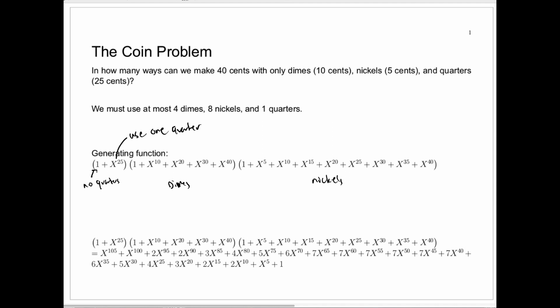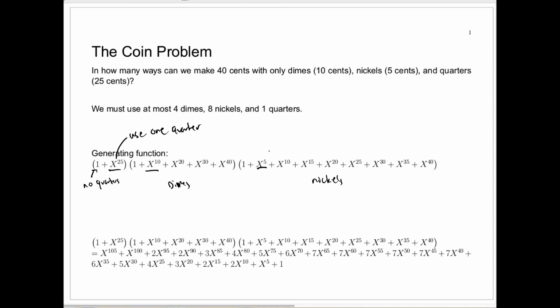What will happen when we just use the rules of algebra to expand this product of the 3 polynomials? Well, every term in the expansion will correspond to a choice of one of the terms from this first factor times one of the terms from the second factor times one of the terms from the third factor. And as I already said, the term from the first factor will represent either no quarters or 1 quarter. The term from the second factor will tell us how many dimes we use, 0 through 4. And the term from the third factor will tell us how many nickels we use. And once we choose a term from each, for example, this one, and this one, that will say use 1 quarter, 1 dime, and 1 nickel, that will be a total of 40 cents. Which is what we're looking for.